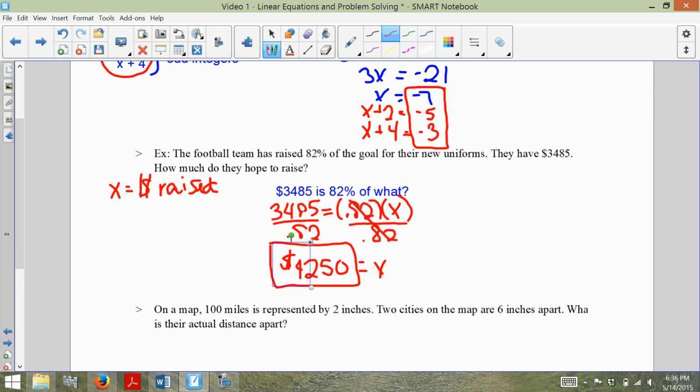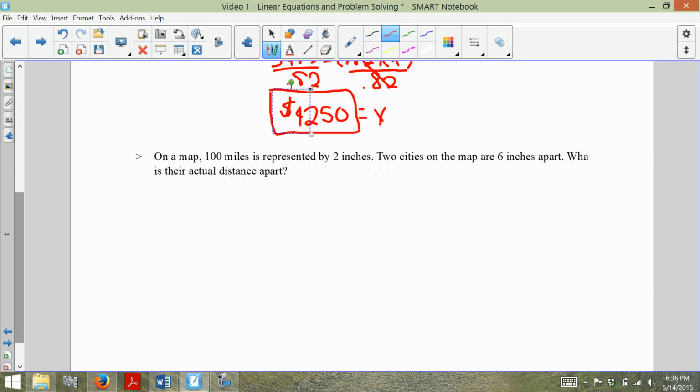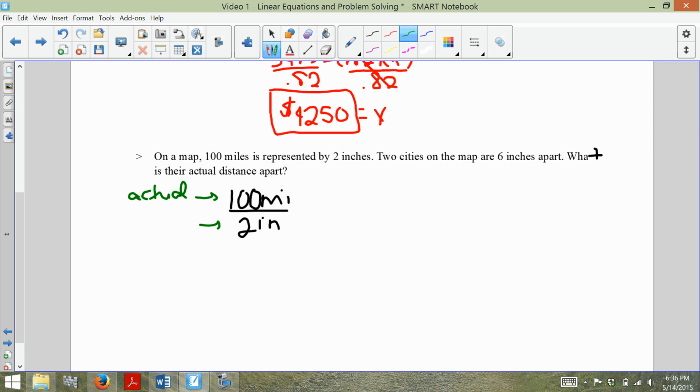Okay. Very last problem. On a map, 100 miles is represented by 2 inches. Now, two cities on the map are 6 inches apart. I want to know what is their actual distance apart. So, last problem, I can set up a proportion. 100 miles is represented by 2 inches. So here's the ratio, 100 miles to 2 inches. Okay, and I want to keep in mind that 100 miles is actual distance, and the 2 inches is the distance on the map. So I want to make sure that I'm going to be consistent in the second half of this proportion.